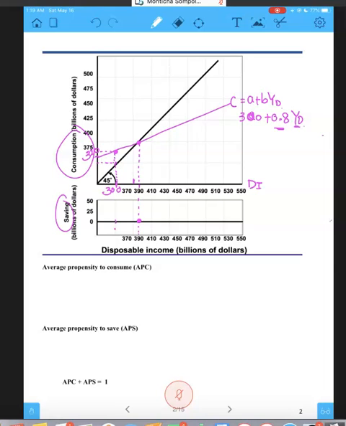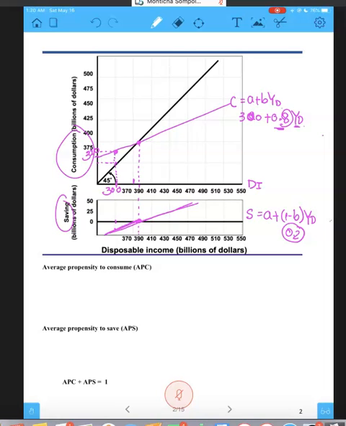300, that is lower than before, and the slope is going to look something like this. Okay, a little bit different slope. So the slope here is 0.8. So the saving equation is going to look something like that. If this is 0.8, then this will be 0.2. Alright, so that is what we call the marginal propensity to consume.